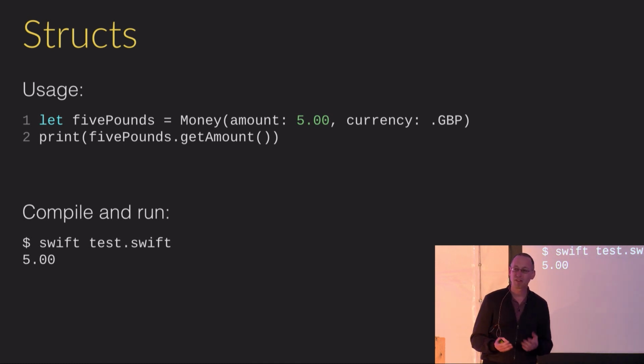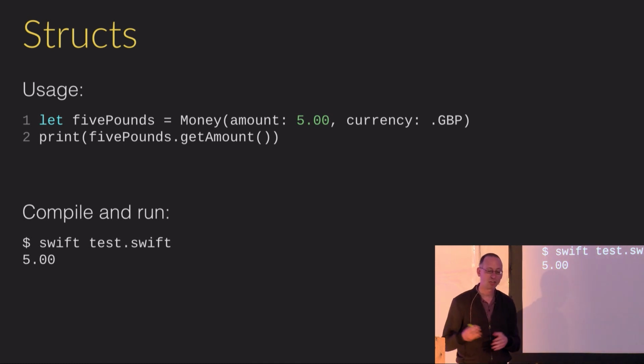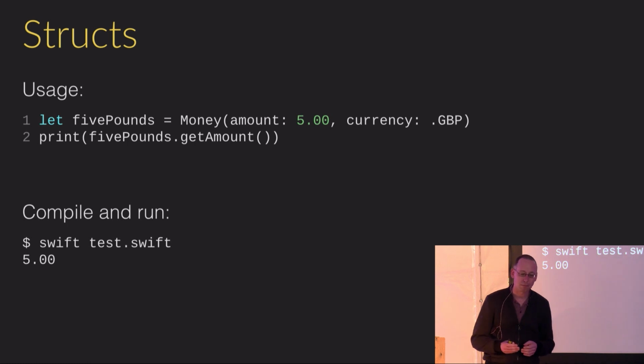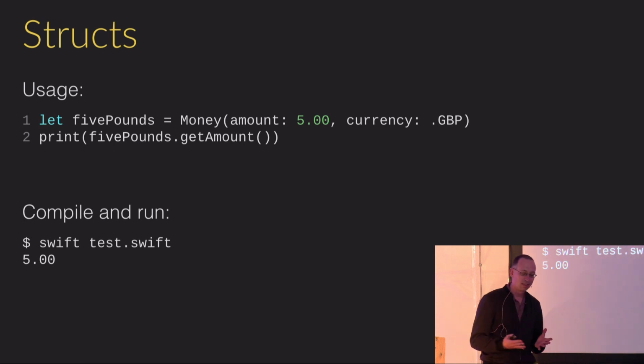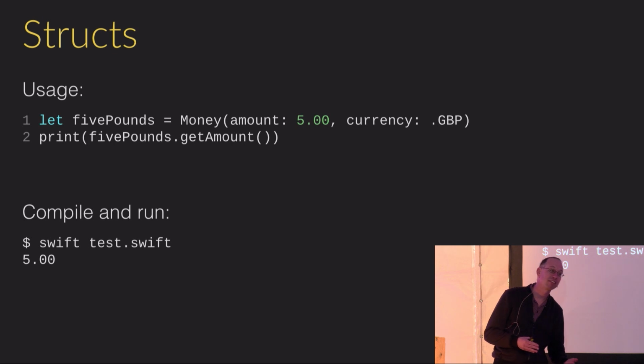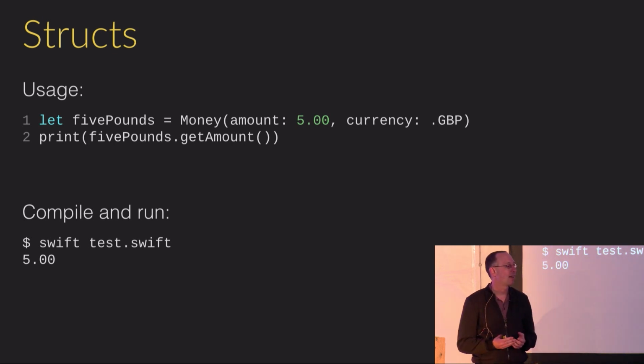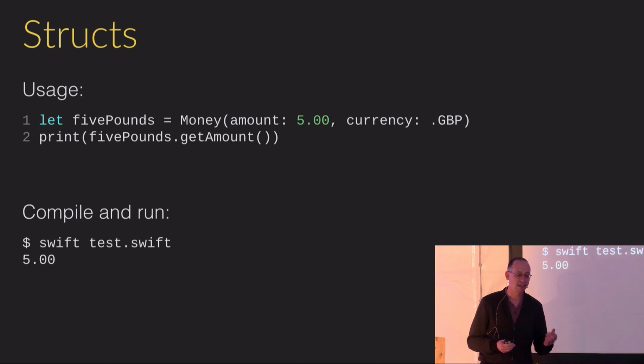Let £5 equals Money, amount colon 5, currency .GBP. So I'm English, I don't know if you could tell from my accent, but I come from England, and GBP, British pounds, £5. It used to be a lot of money, it's not worth so much nowadays. What can you do? Again, we've defined a constant, an immutable variable, by the let keyword.